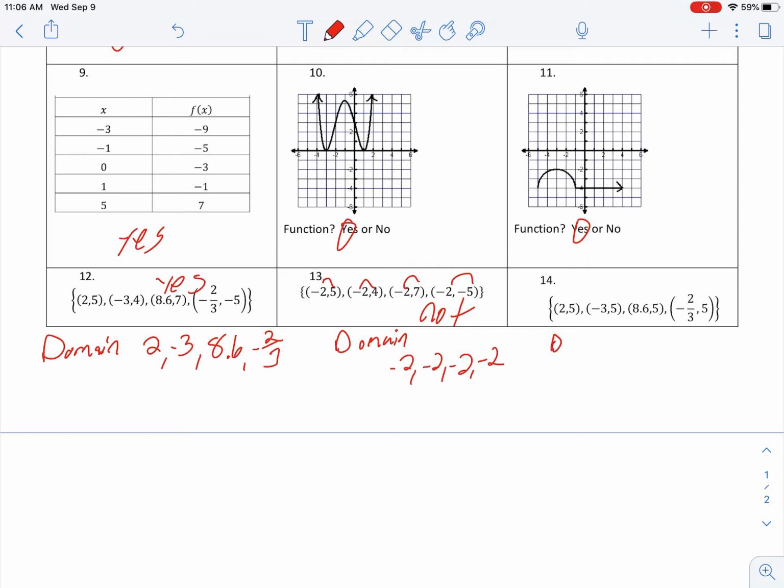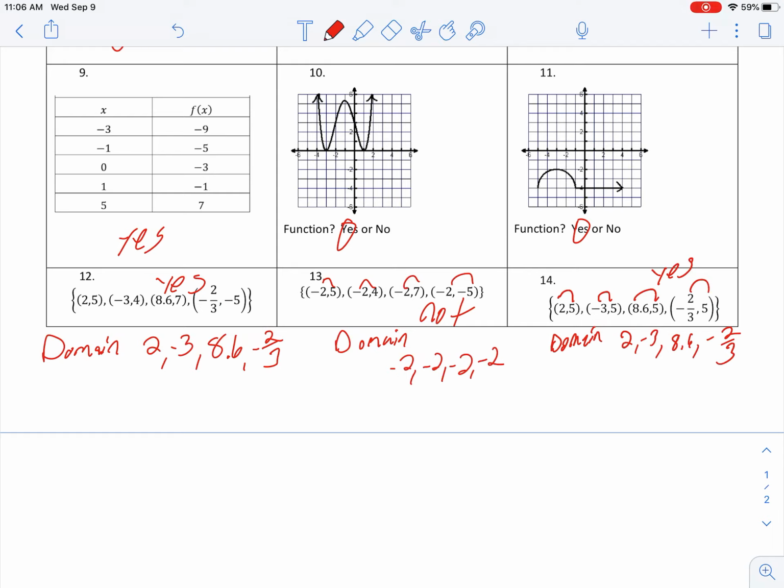Last one here is number 14. The domain is where I start off with: 2, negative 3, 8.6, and negative 2/3. Hey, all those domains, all those x's are different, so that's good to go. Yes, they are going to the same y, but I don't care about that. What I want to notice is if it's an x being repeated going to different y's. So 14 is considered to be a yes, okay?